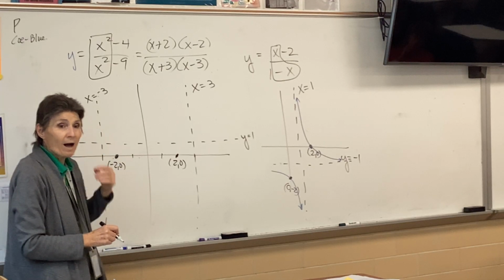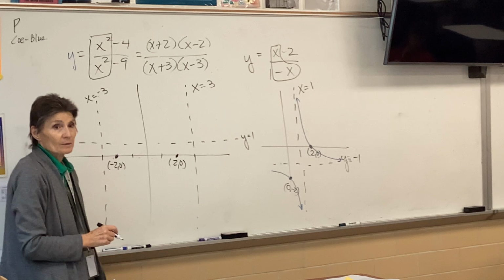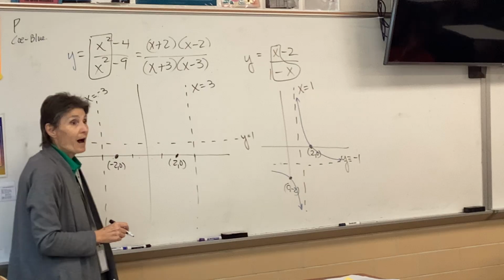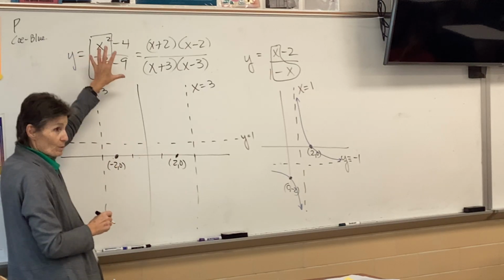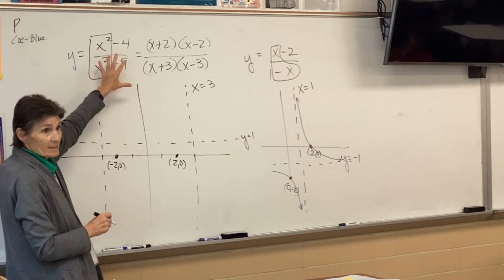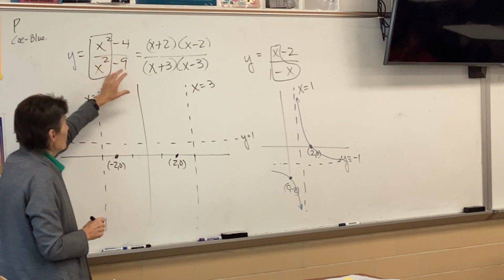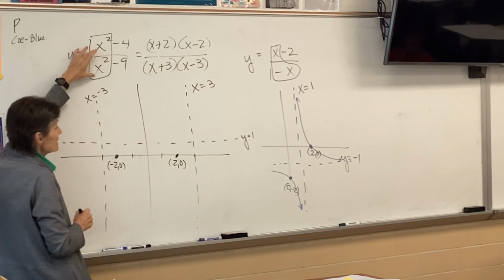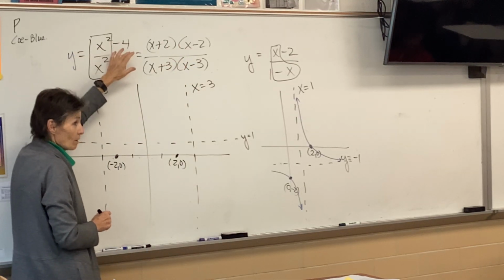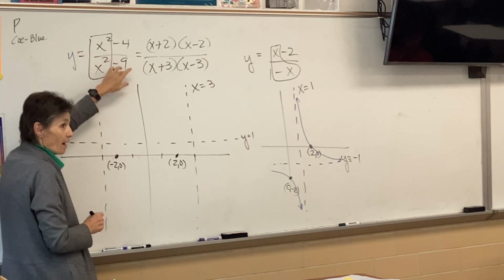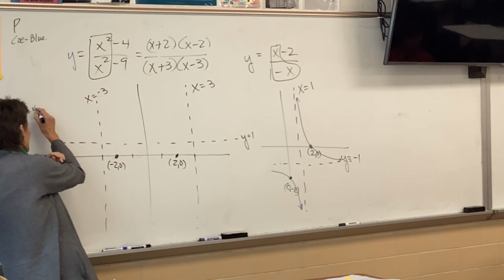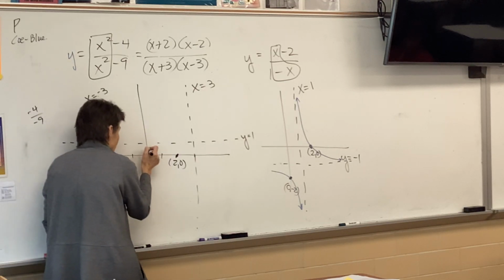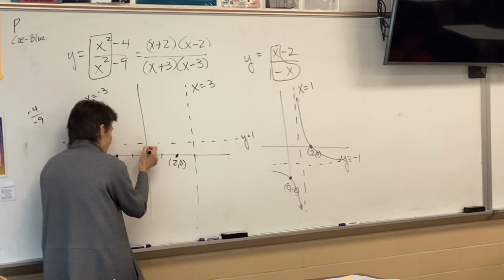Where does my y-intercept come from? I plug in 0. Now, I like to plug in 0 in the original problem because it's less math for me to do. But I can plug in 0 here and have to put it in all those places. If I plug it in here, 0 minus 4, 0 minus 9. So I have -4 over -9, which is 4 ninths, which is like half, not quite half, so it's right in here.